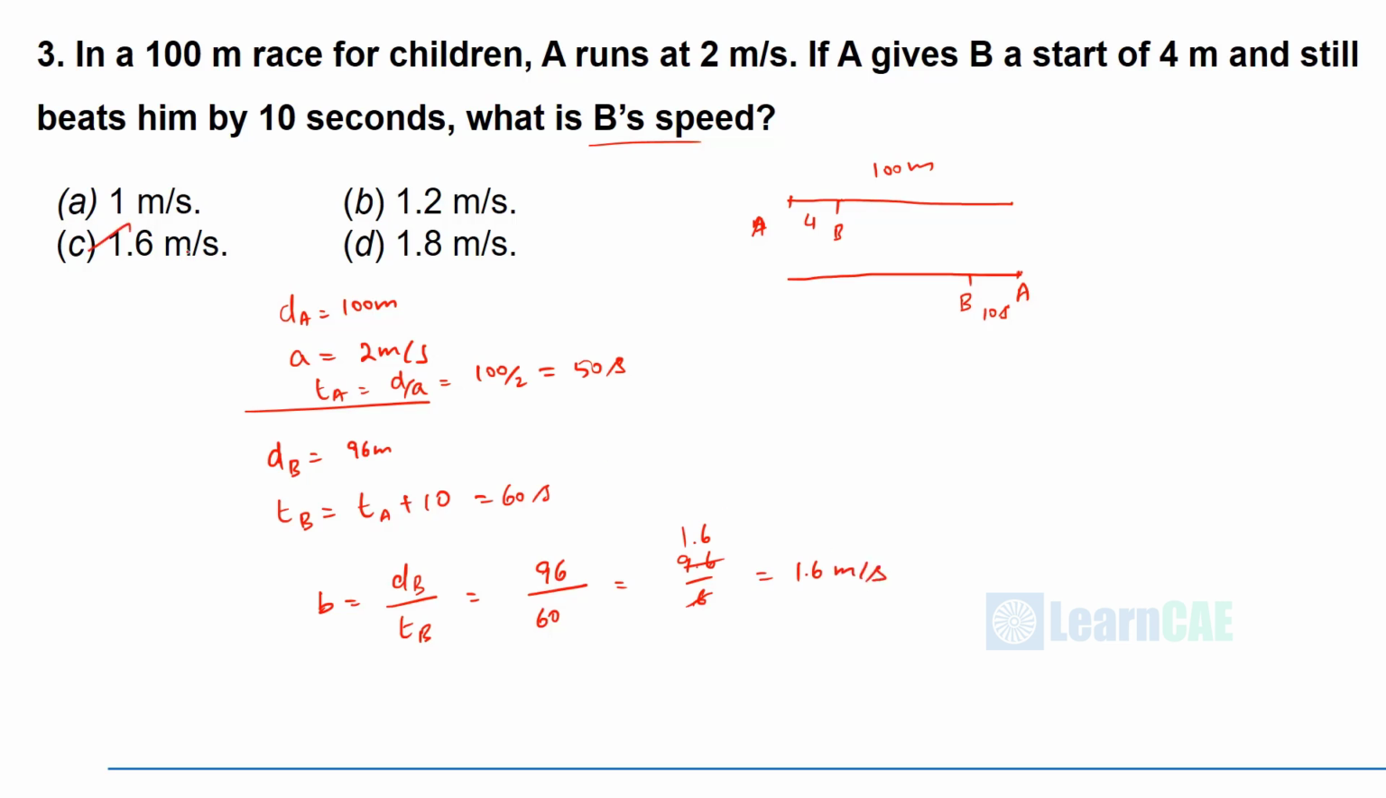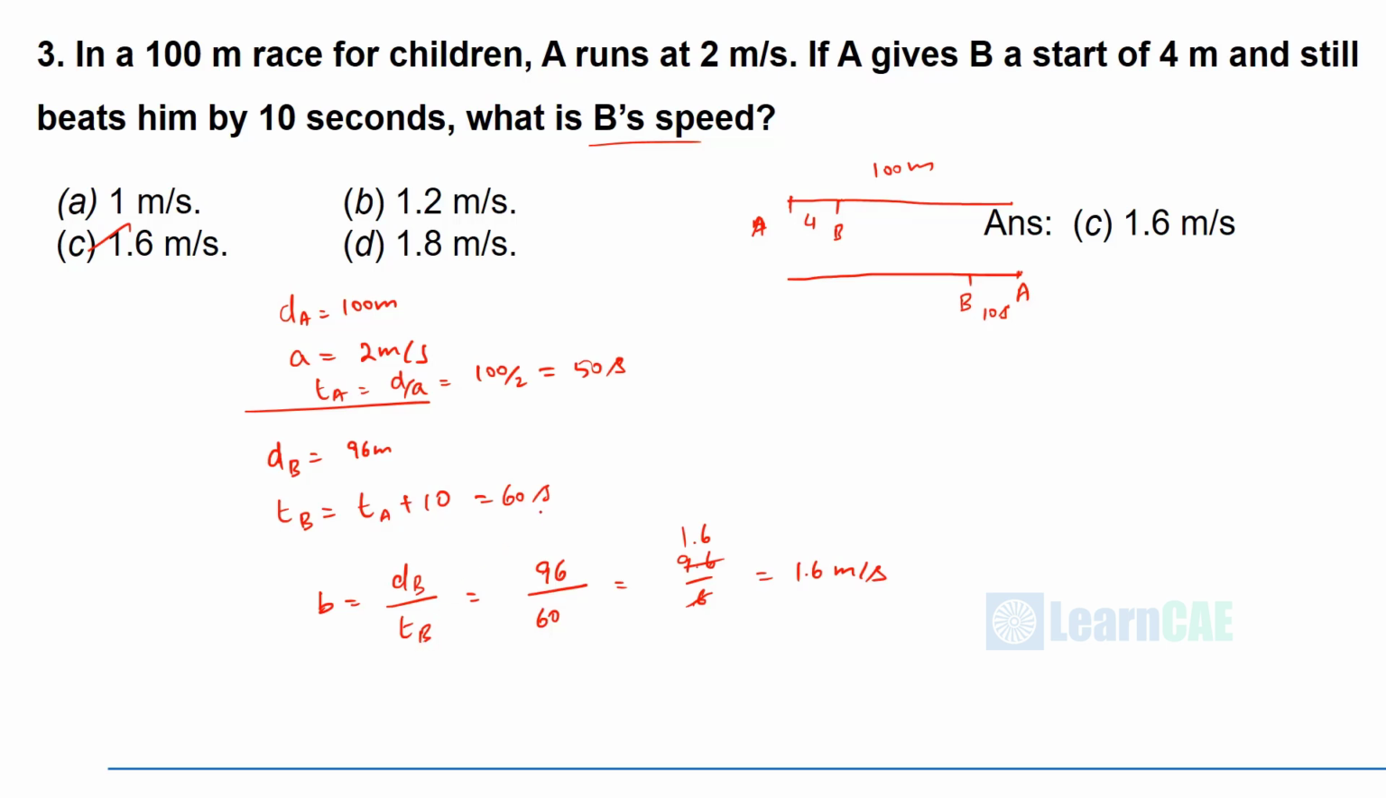Answer is C. I hope you have got the concept. So in the first case, B is 4 meter ahead of A, and at the end, A is ahead of B by 10 seconds. So accordingly, you have to calculate the total time taken by B and total distance covered by B. Then we will get the speed of B. Speed is nothing but distance by time taken.